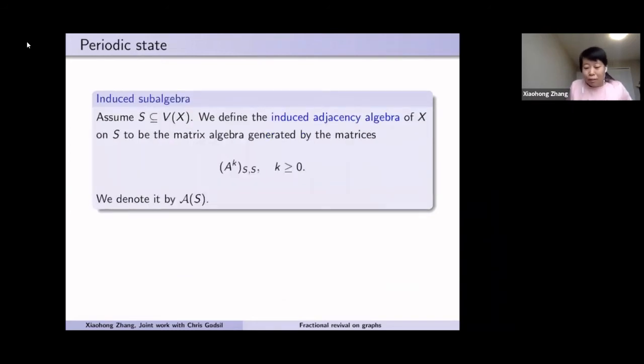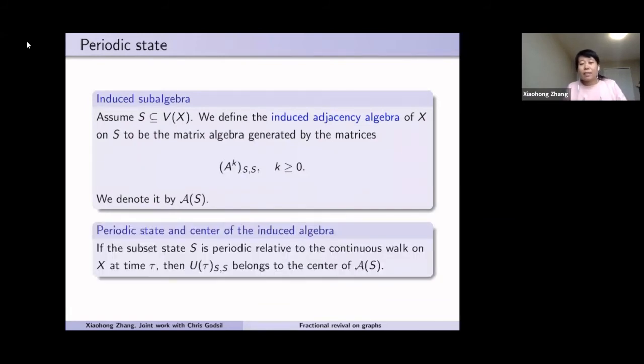To study this, we first introduce the algebra. It is just generated by all those submatrices. It is called the induced adjacency algebra and denoted by A_S. And when the state related to set S is periodic, the unitary matrix indeed has something to do with this algebra. It is in fact in the center. This can be checked by realizing that for any k, this power of the matrix commutes for any time.